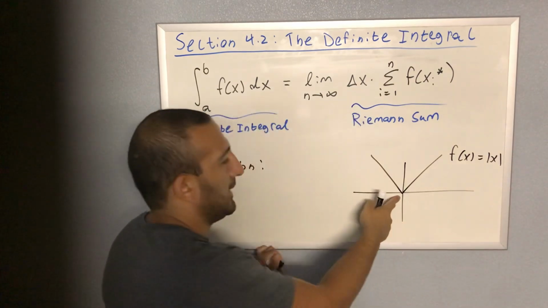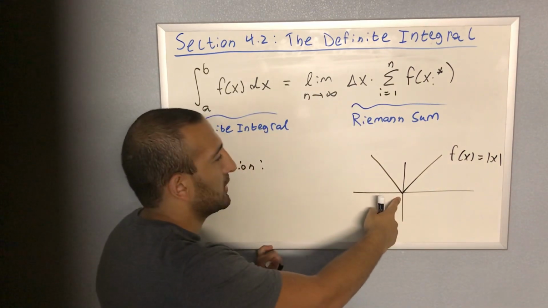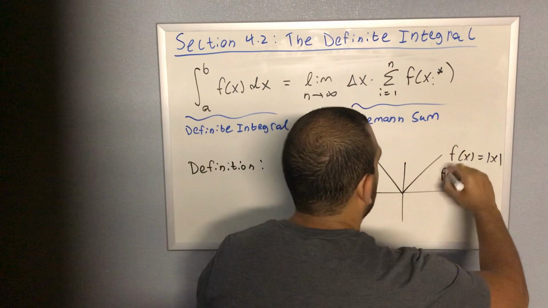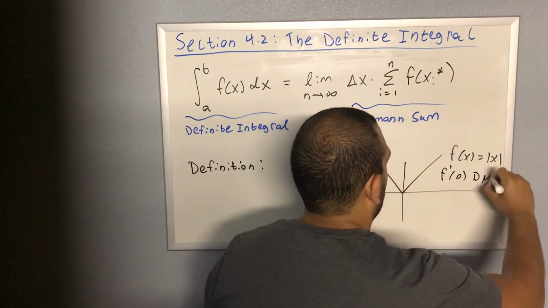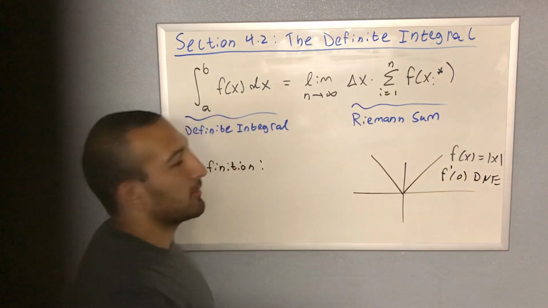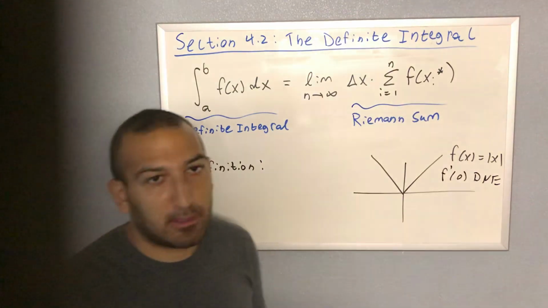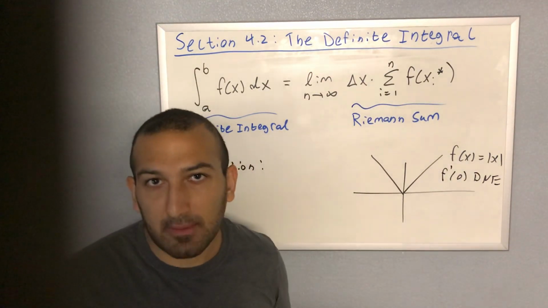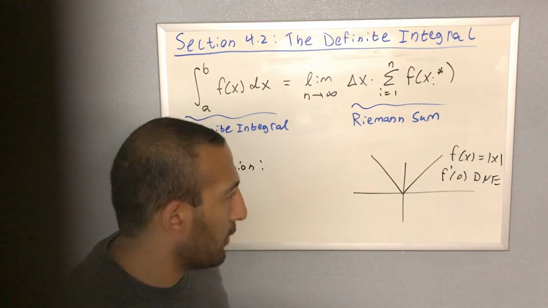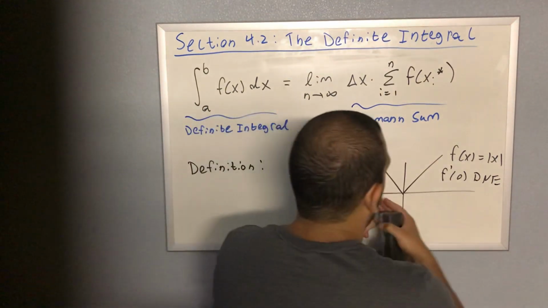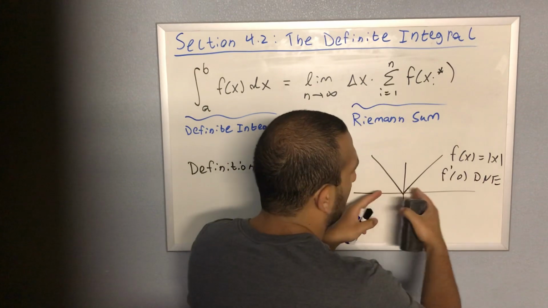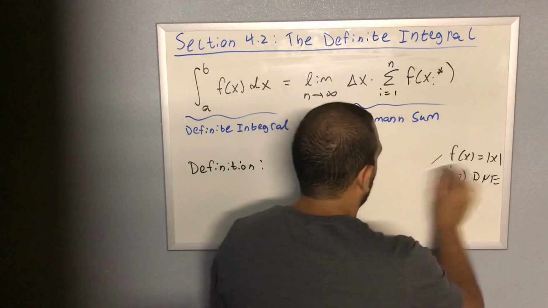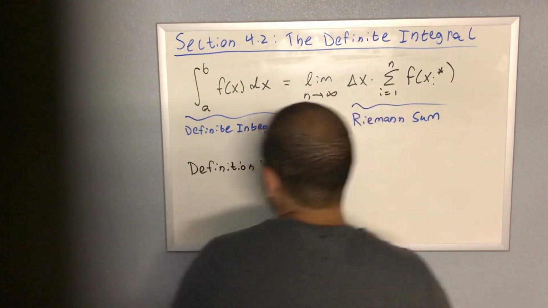At 0, this point is non-differentiable. So f prime of 0 didn't exist. It had no value that we could assign to it. And similarly, we said that a function is differentiable if you can take its derivative at some point, or it's differentiable on an interval if you can take the derivative at every point in the interval. So we have an analogous concept of integrable.